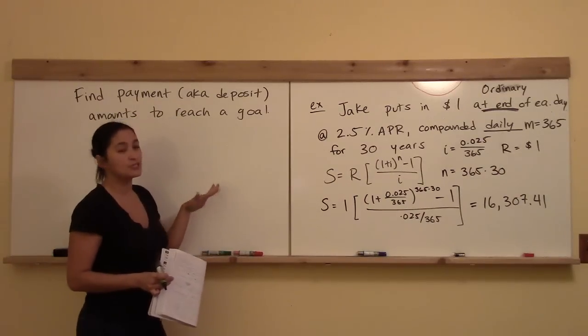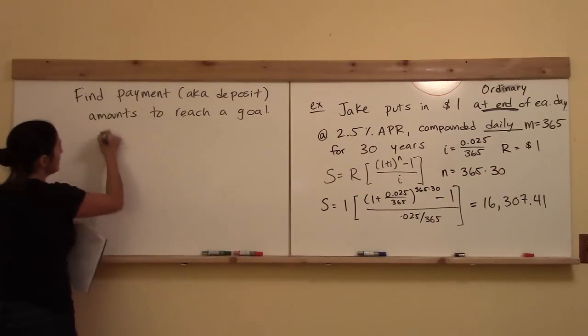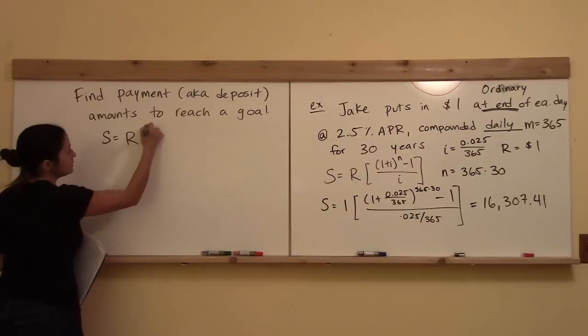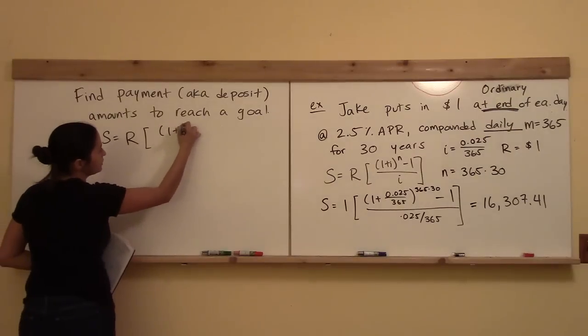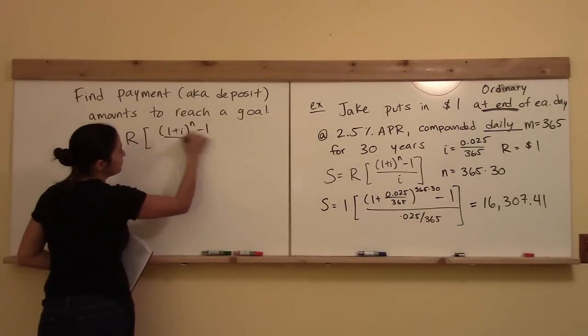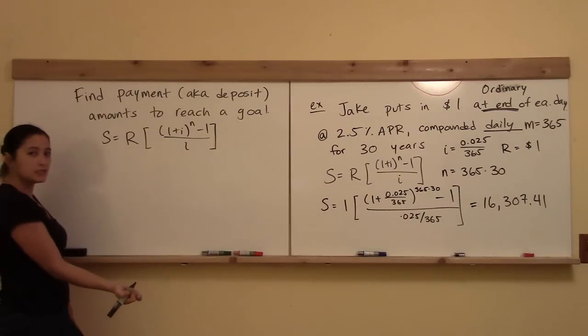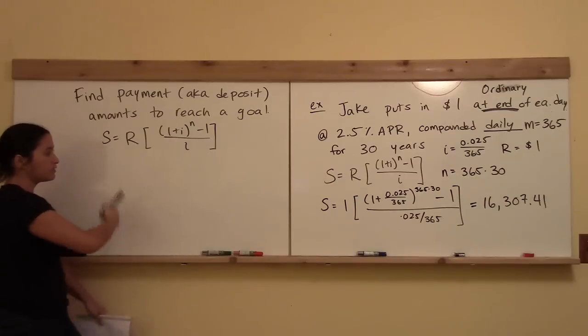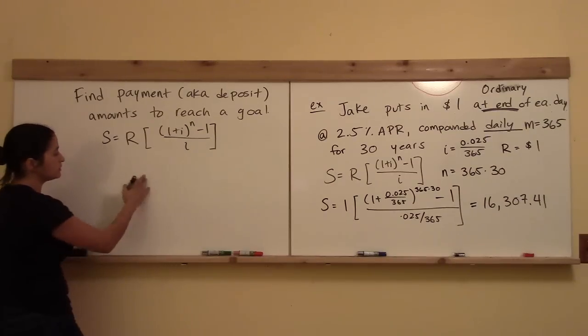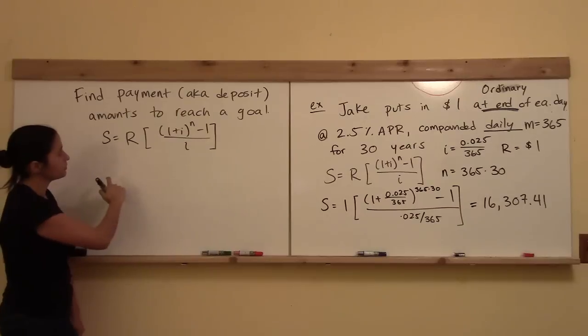Well, guess what? I can actually make this go a little bit faster if I take the future value equation, and I'll just do this for the ordinary annuity, but you could also do this for annuity due in the same way. Take this equation and backwards solve it for the R, which is to say, put the R on the other side and solve for it.